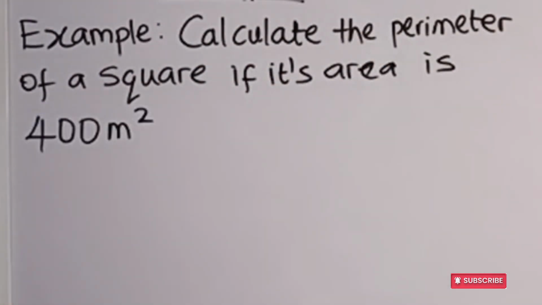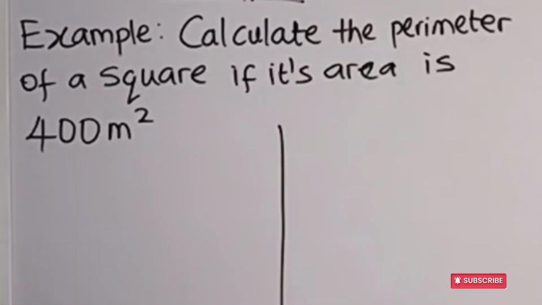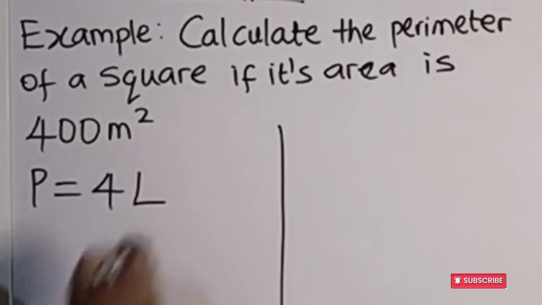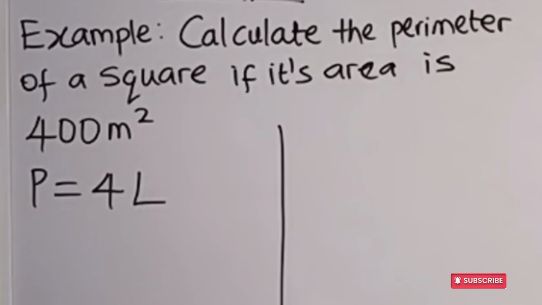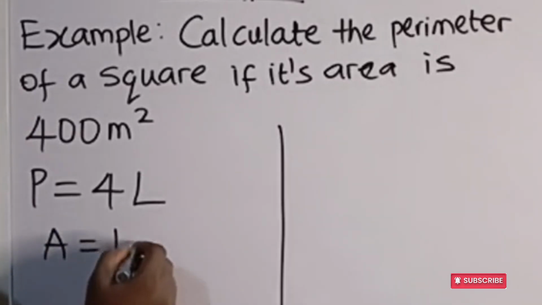So here we are told to calculate the perimeter of a square if its area is 400 meters square. So we know that perimeter is equal to 4 length. But we have an issue here because in the question we are not given the length, but we are given the area. So from the area we can find a way of getting the length, since we know that area is equal to length times length.